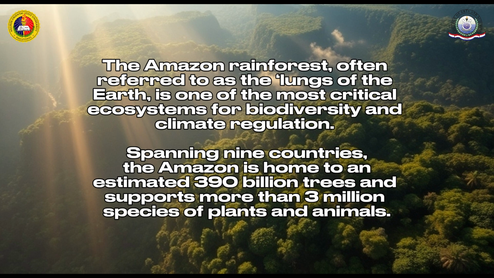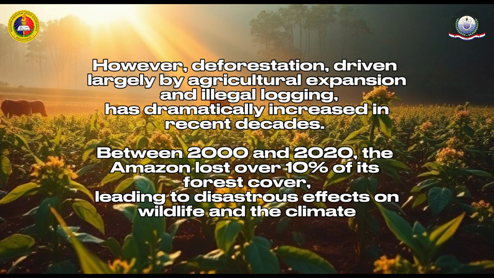The Amazon rainforest, often referred to as the lungs of the Earth, is one of the most critical ecosystems for biodiversity and climate regulation. Spanning 9 countries, the Amazon is home to an estimated 390 billion trees and supports more than 3 million species of plants and animals. However, deforestation, driven largely by agricultural expansion and illegal logging, has dramatically increased in recent decades.